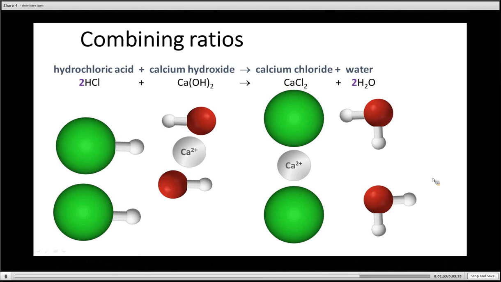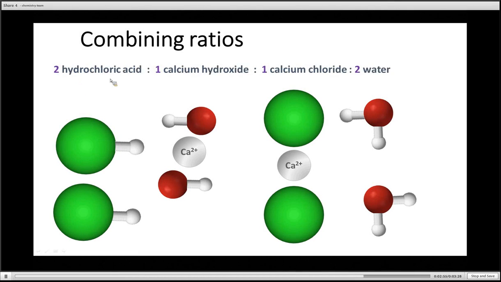So our ratio, as we can say, is two hydrochloric acid will react with one calcium hydroxide, so it's a 2-to-1 ratio. If we were comparing hydrochloric acid with calcium chloride, it's again 2-to-1. If we were comparing calcium chloride to water, it's one calcium chloride to every two water molecules. And I hope you saw that you can get the combining ratio from the balanced equation.